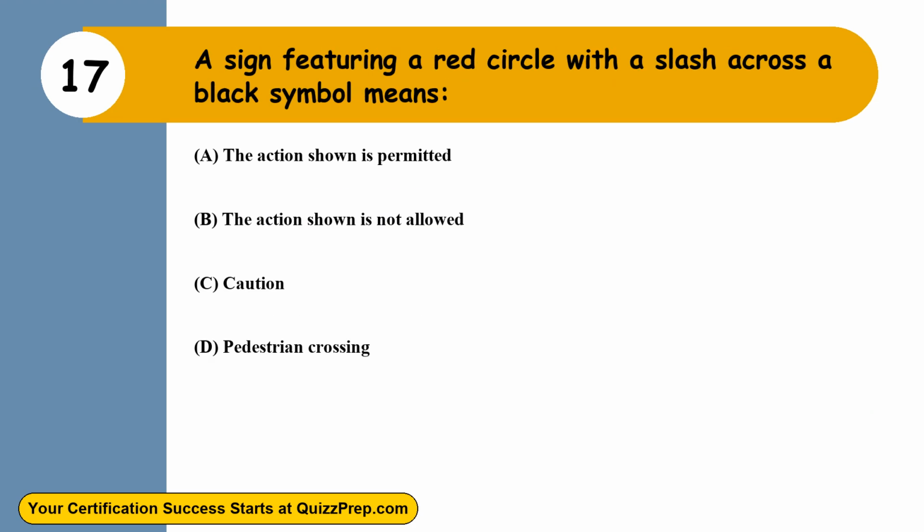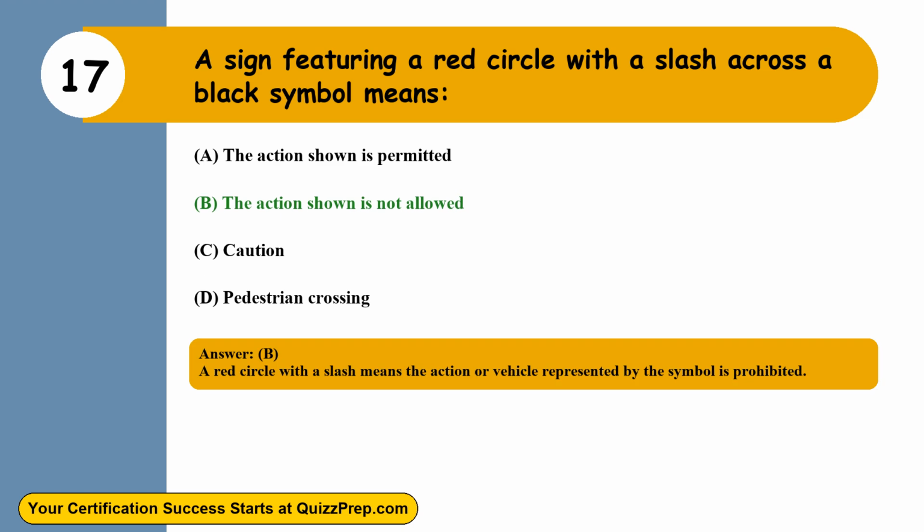Question 17. A sign featuring a red circle with a slash across a black symbol means. Option A. The action shown is permitted. Option B. The action shown is not allowed. Option C. Caution. Option D. Pedestrian crossing. The correct answer is option B. The action shown is not allowed. A red circle with a slash means the action or vehicle represented by the symbol is prohibited.